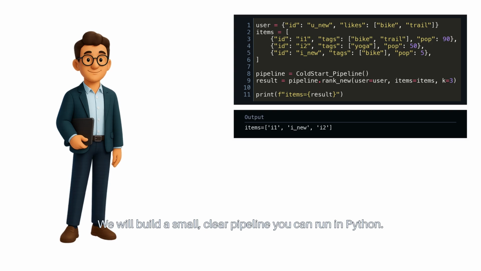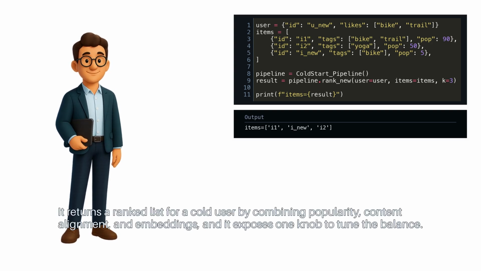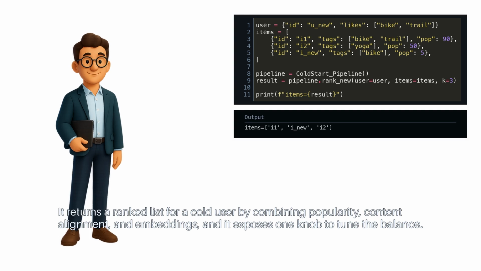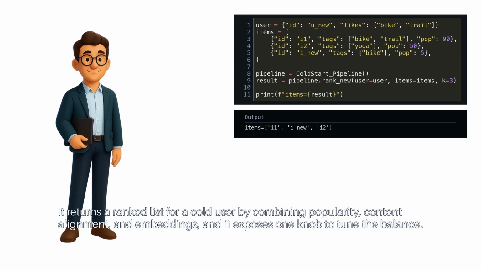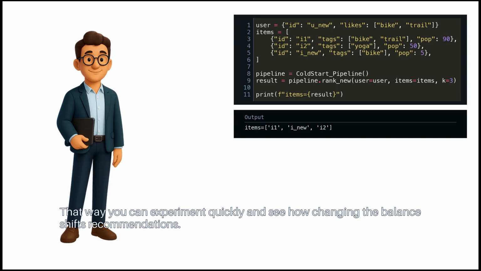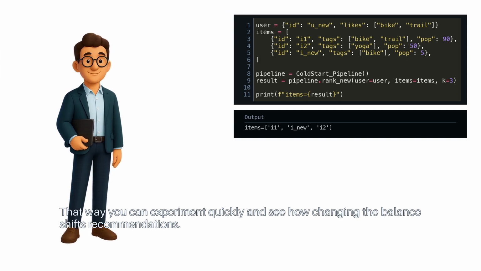We will build a small, clear pipeline you can run in Python. It returns a ranked list for a cold user by combining popularity, content alignment, and embeddings, and it exposes one knob to tune the balance. That way, you can experiment quickly and see how changing the balance shifts recommendations.